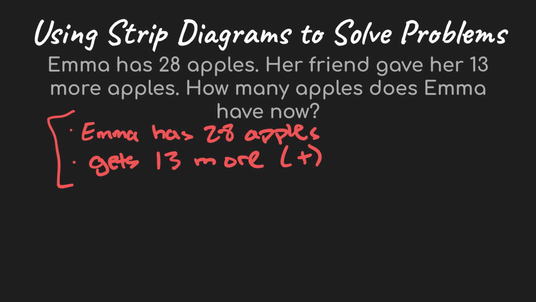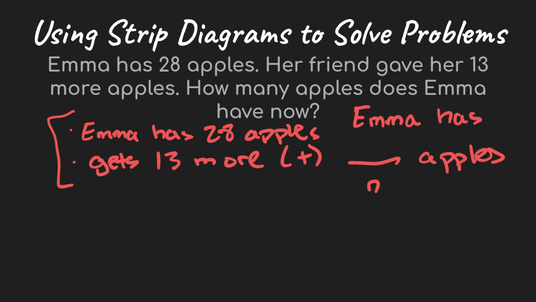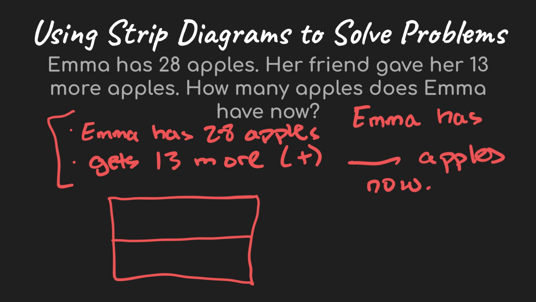Then I would answer my question, how many apples does Emma have now? I would say Emma has blank apples now. Then I'm going to make my strip diagram. On this one, I don't think they give us a total. I think they're giving us two parts: what she started with, and how much she got more. So I think we're looking for a total this time. So I'm going to put 28 and 13 as my parts, and I'm looking for my total, and since we're looking for apples, I'm going to use A as my variable.